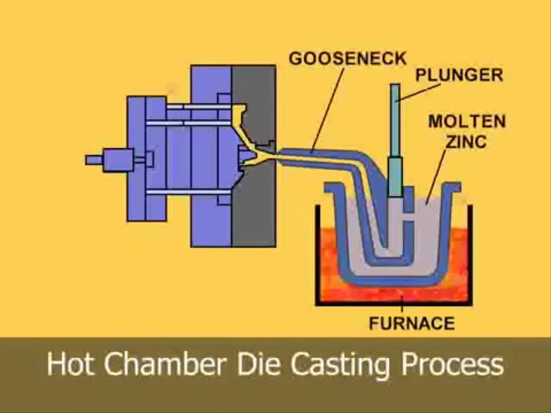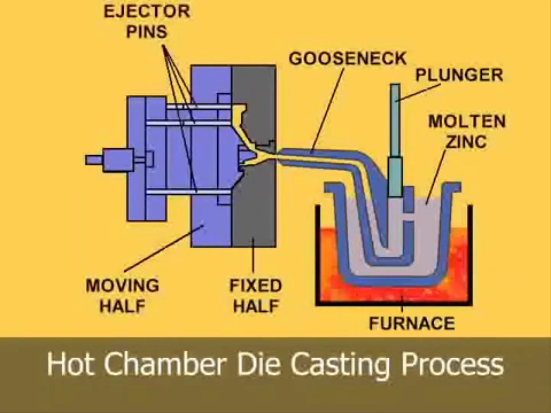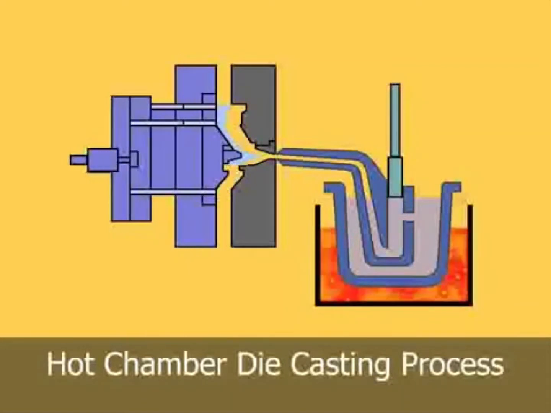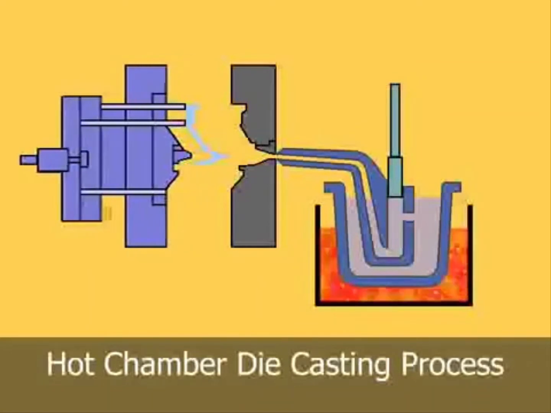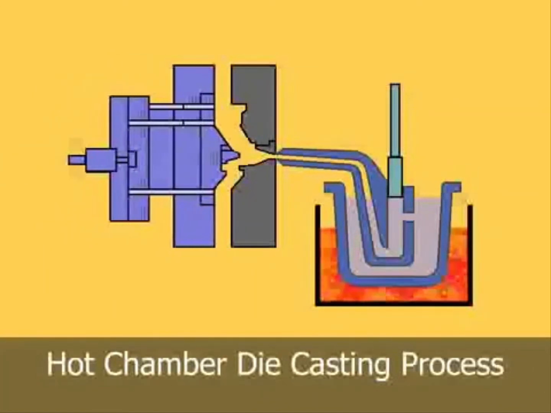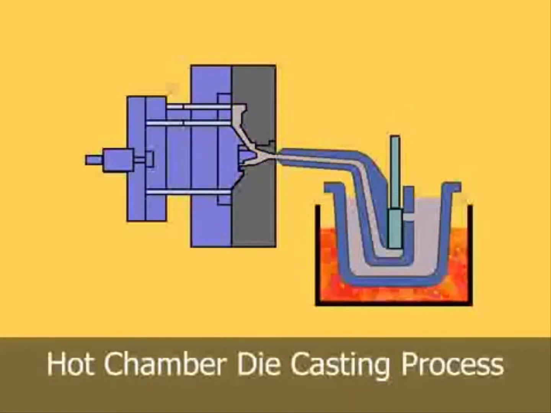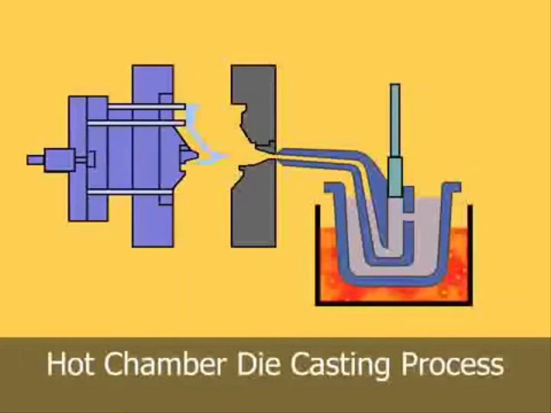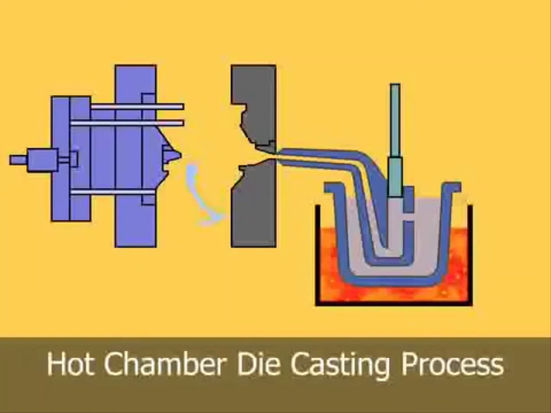The injection mechanism of a hot chamber machine is immersed in the molten metal bath of a metal holding furnace. The furnace is attached to the machine by a metal feed system called a gooseneck. As the injection cylinder plunger rises, a port in the injection cylinder opens, allowing molten metal to fill the cylinder. As the plunger moves downward, it seals the port and forces molten metal through the gooseneck and nozzle into the die cavity. After the metal has solidified in the die cavity, the plunger is withdrawn, the die opens, and the casting is ejected.